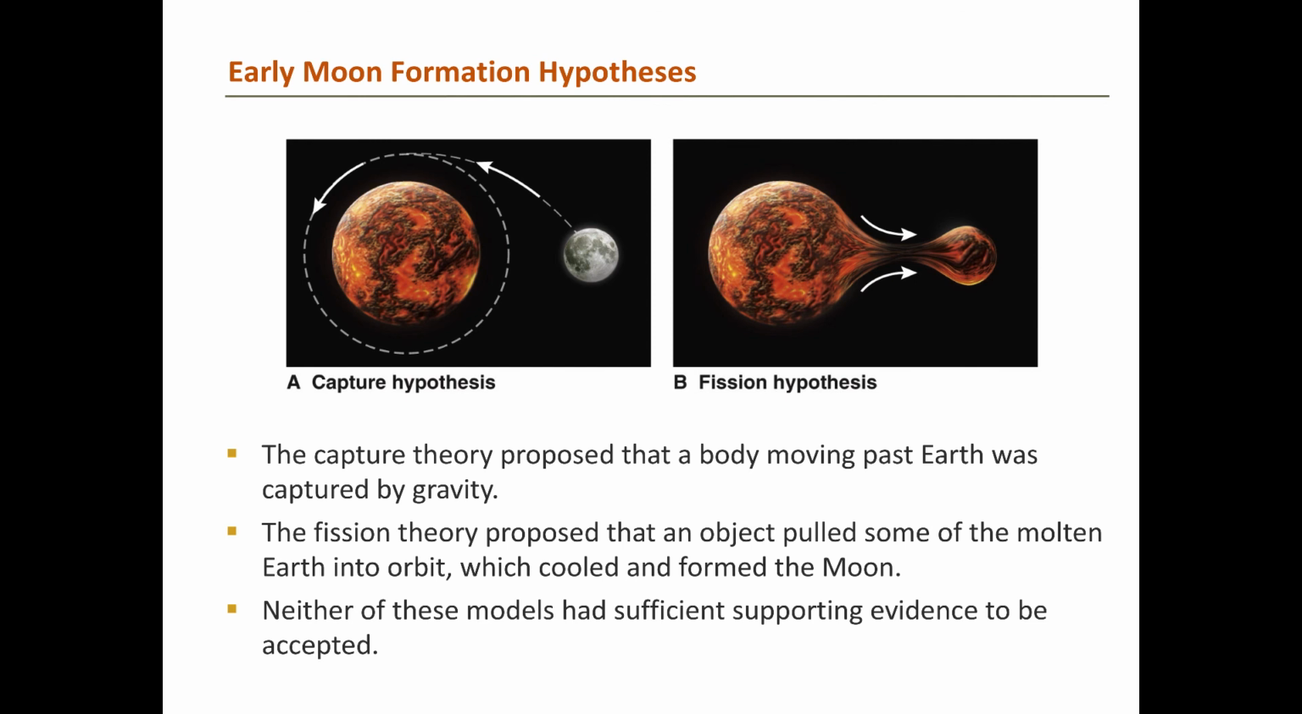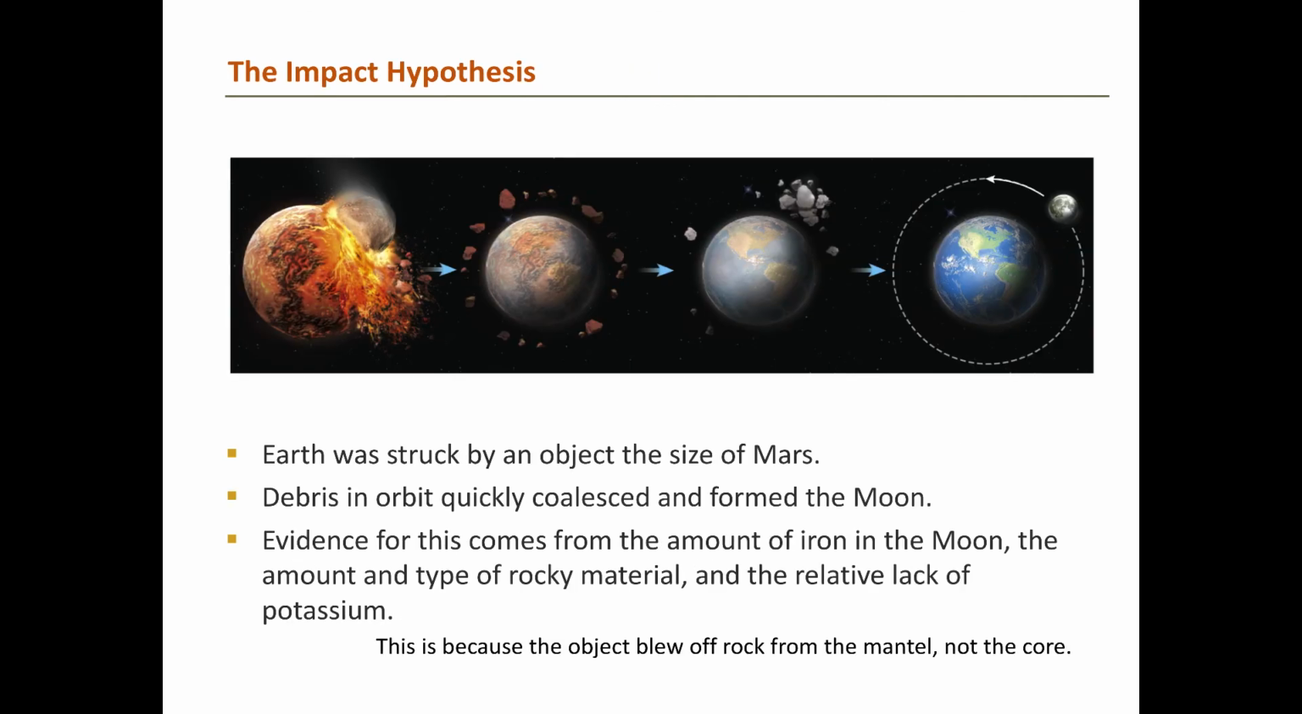And it wasn't until later that we came upon the impact hypothesis, and there's a lot of good evidence now that this is what happened. So we think that early Earth was struck by an object about the size of Mars. Okay, so Mars is about 50% the size of Earth. That's a big rock hitting the early Earth, and the debris from that quickly coalesced and started to orbit, because that's what debris would do, right? It's not going to go off.